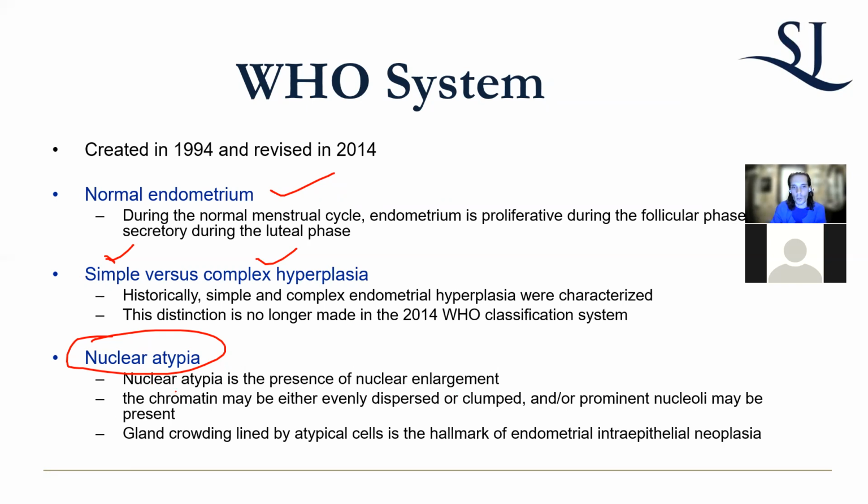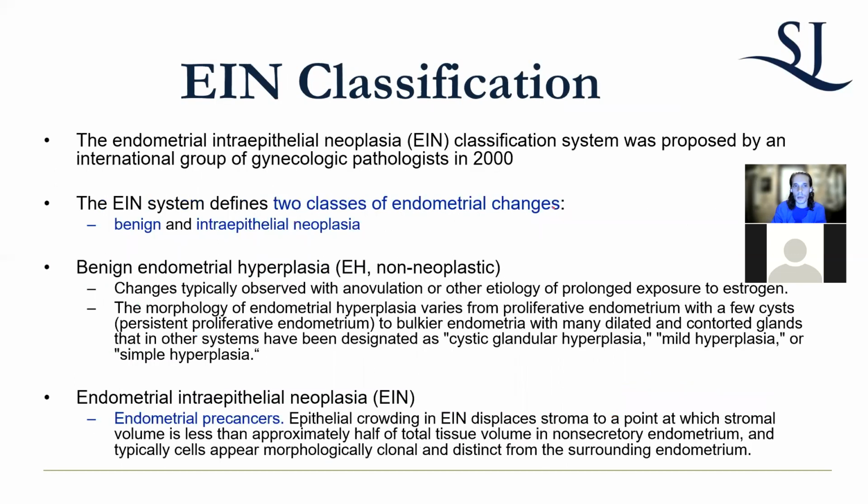So you see your chromatin could be clumped, and the nucleoli themselves, not only is there clumping of it, but they're big, right? That's what atypia is, and that's bad. And gland crowding, lined by the atypical cells, is your hallmark sign for endometrial intraepithelial neoplasia, if they ask you that. But basically, the atypia is the problem.